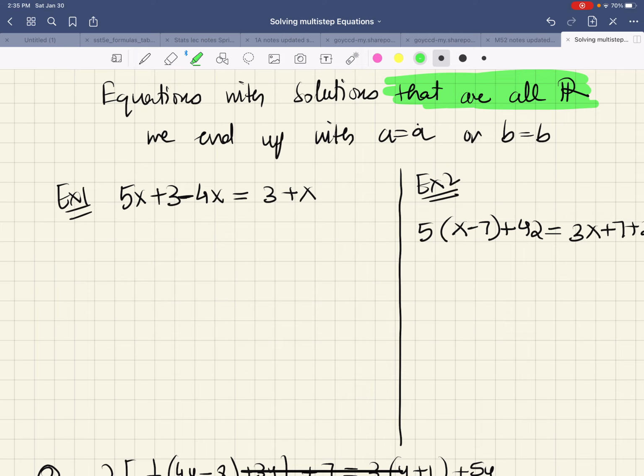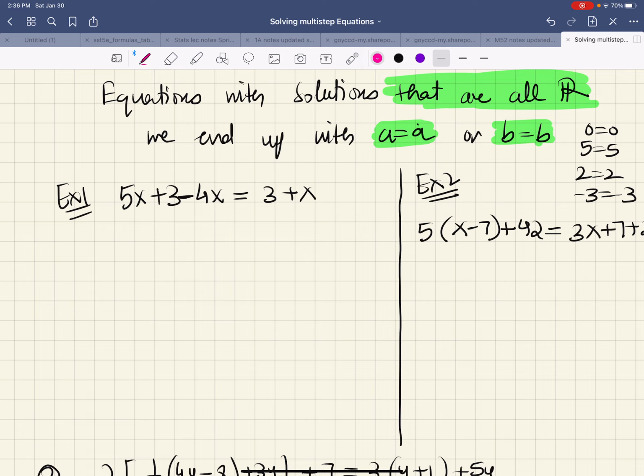In those, when you're trying to solve them, at the end the variable disappears and we are left with an identity. Okay, we're left with something that's equal to itself. So A equals A or B equals B. For example, we would be left with 0 equals 0 or 5 equals 5 or 2 equals 2 or negative 3 equals negative 3. Something that's always true. All right, let's look at the first example.